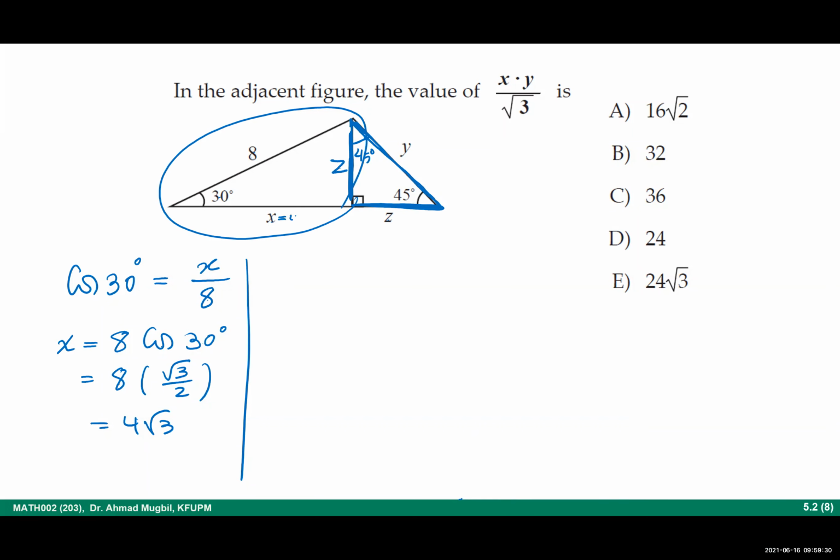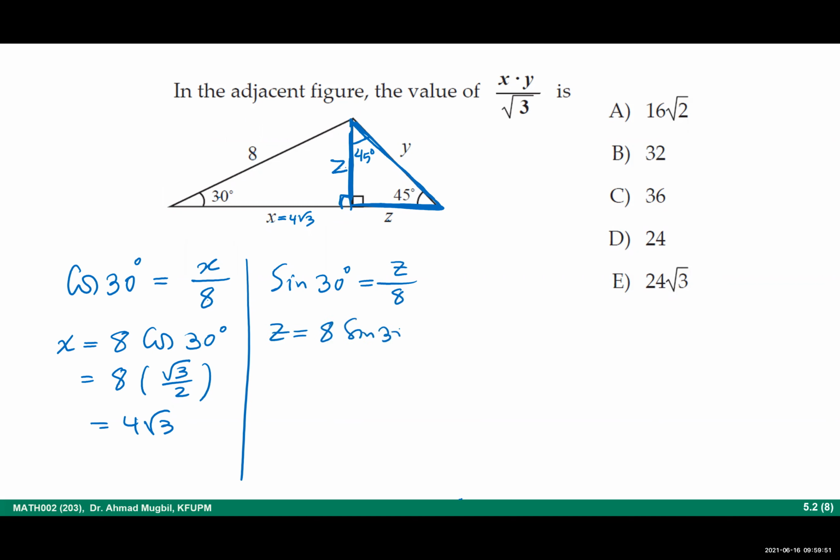X is 4 square root of 3. You can use the Pythagorean theorem, or you can use sine 30. Sine 30 is the opposite over the hypotenuse. Now, this is a right triangle, so we can say this is the opposite, over 8. This means that Z equals 8 sine 30. And of course he gave you Z here because he wants you to find it. He knows that you need it. Sine 30 is a half. Z is 4. So this is 4, ya Shabab.